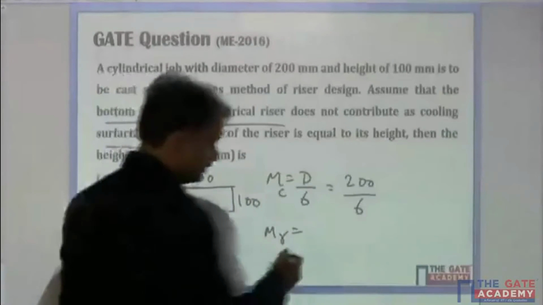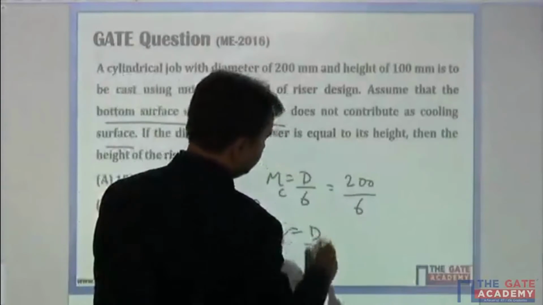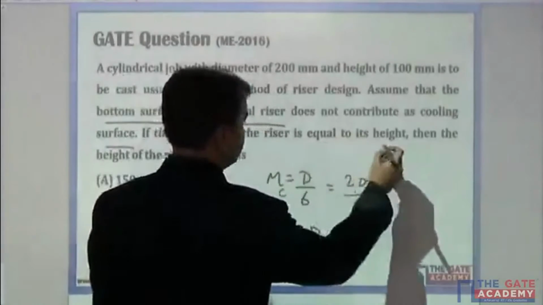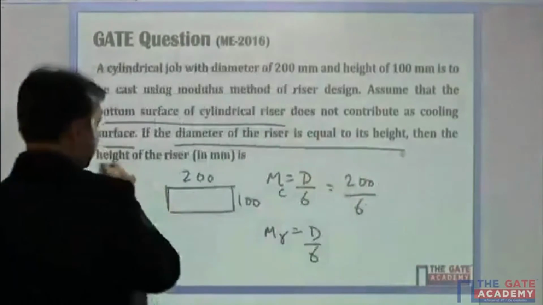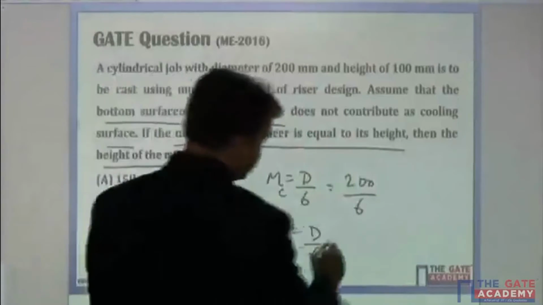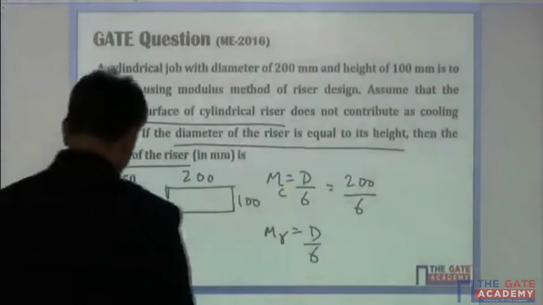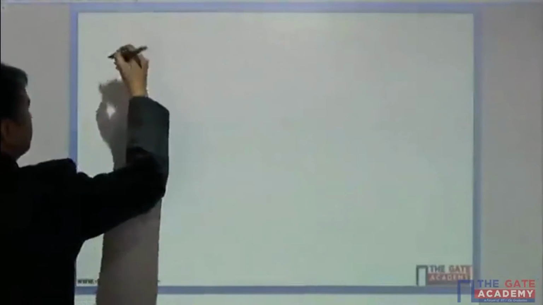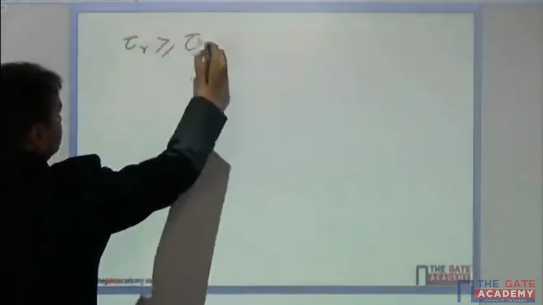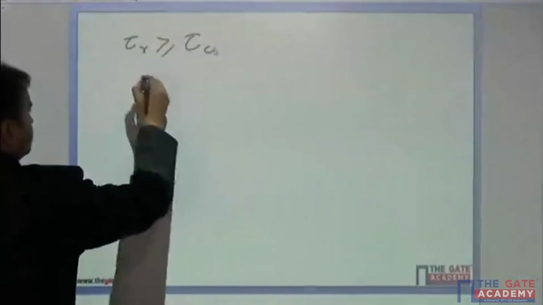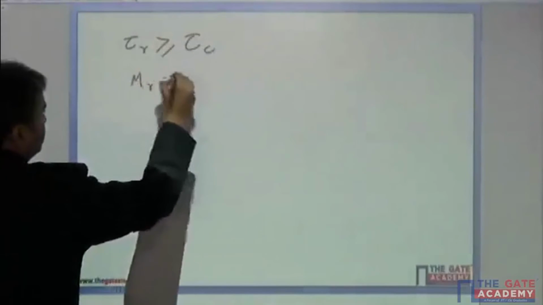So M_R will be again D by 6, and we know that the diameter of the riser is equal to its height. Then the height of the riser will be... And you must be knowing that modulus is actually used to calculate the solidification time, and the solidification time of the riser should always be greater than or equal to the solidification time of the casting. So let us talk about M_R equal to M_C.